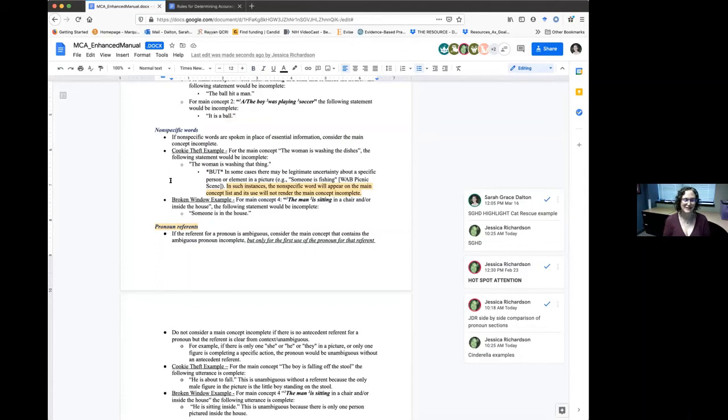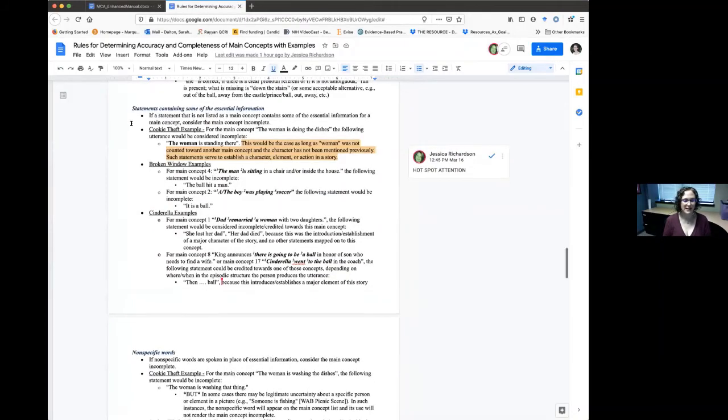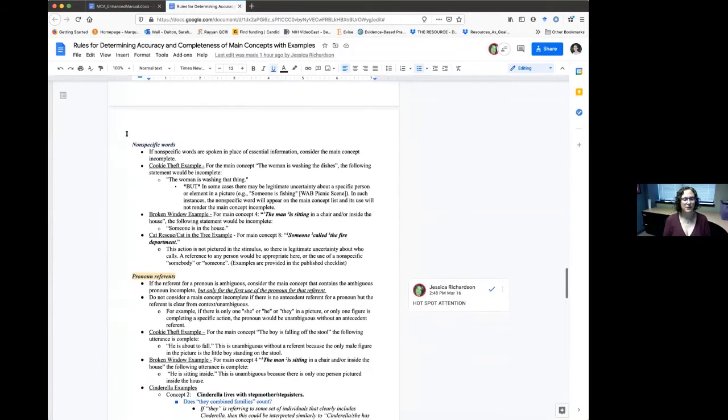And so there's not a lot of lack of specificity. But for example, for main concept 4, where the man is sitting, if they said someone is in the house, that would be considered incomplete, because there is pretty clear information about who this is. He would be appropriate, but probably not someone.